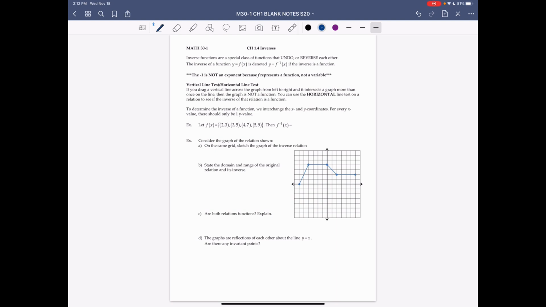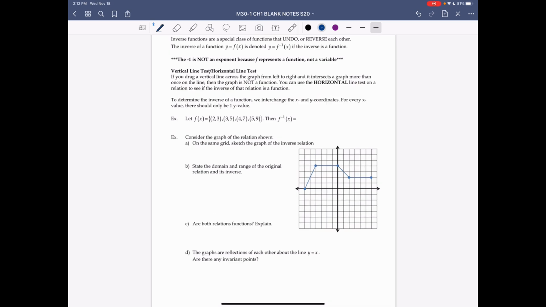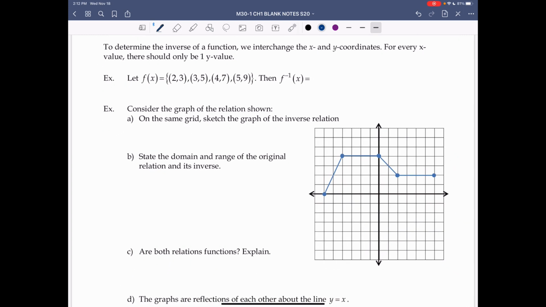To determine the inverse of a function, we interchange the x and y coordinates. For every x value, there should only be one y value so that the inverse is a function. Example, let f of x equal the coordinate points (2, 3), (3, 5), (4, 7), and (5, 9). Then f inverse of x would be, to determine the inverse of a function, we interchange the x and y coordinates.